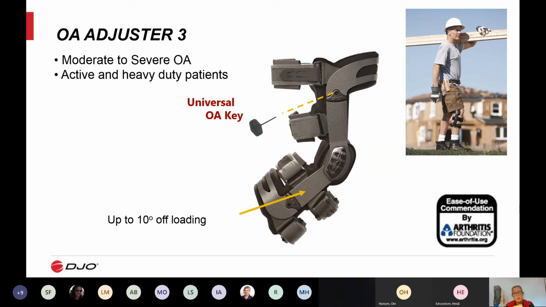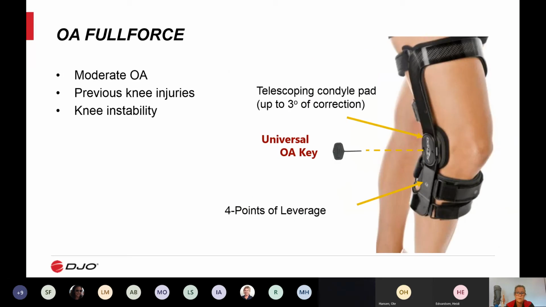Then you should choose OA Defiance, because then you can make up for the knee with the lateral offset, the thigh and the calf, so it sits perfectly. And the same, it has a 10 degrees offloading effect as well. And it functions in the same way as the OA Nano.